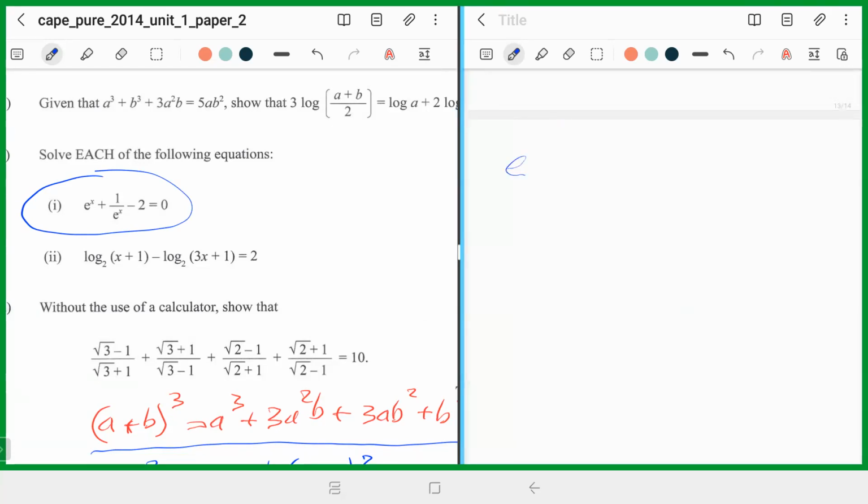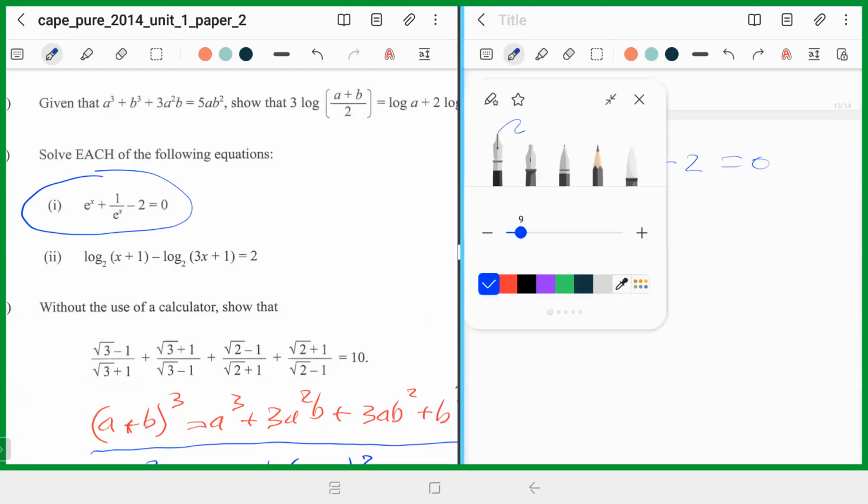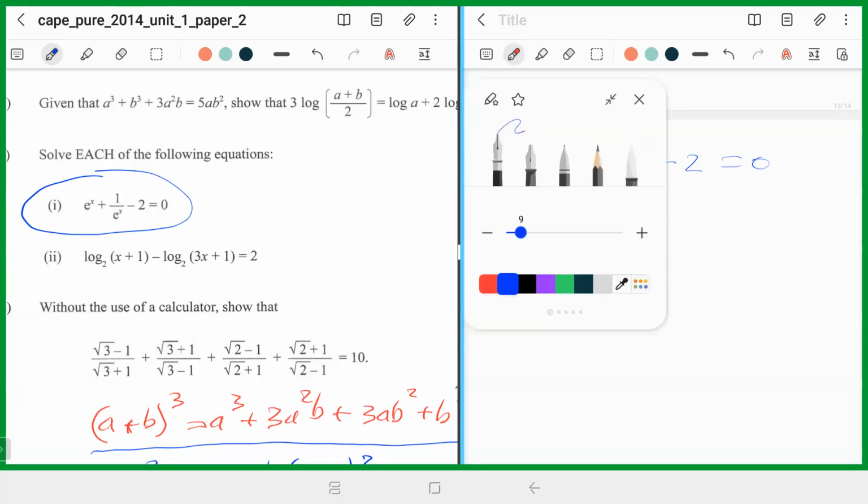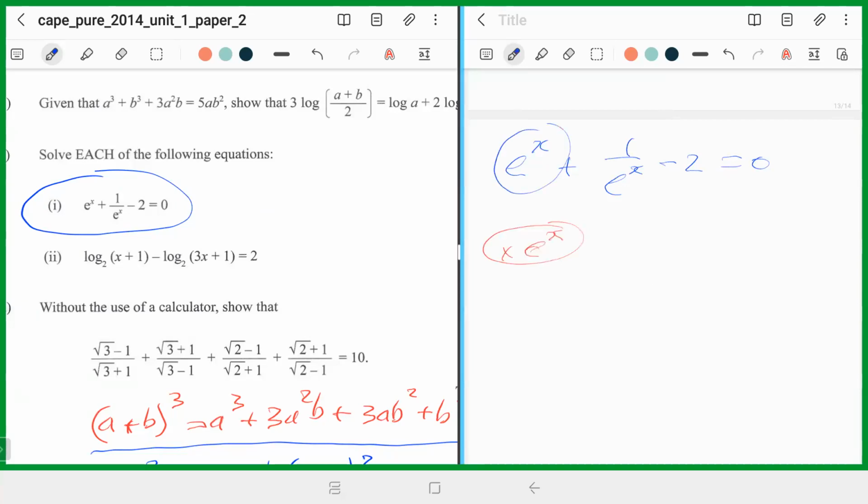So we have e to the x plus 1 over e to the x minus 2 equals 0. Naturally, I don't want this fraction. I'm going to multiply through by e to the x. When I multiply this by e to the x, it becomes e to the x squared. When I multiply this by e to the x, I get minus 2 times e to the x. When I multiply this by e to the x, I get plus 1 equals 0.